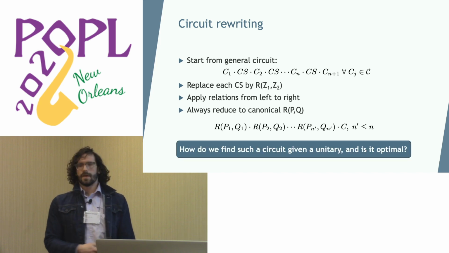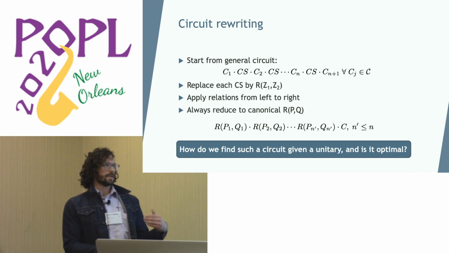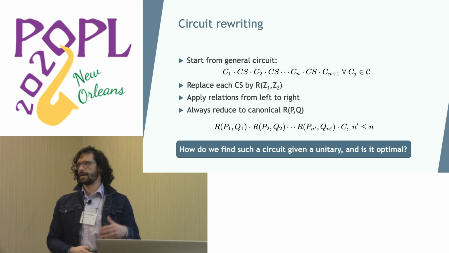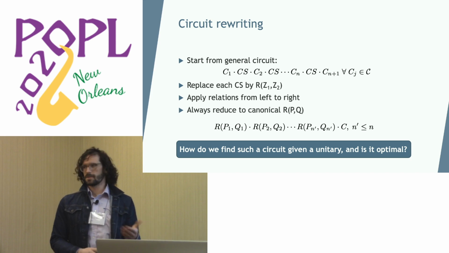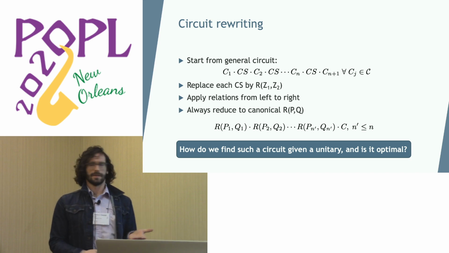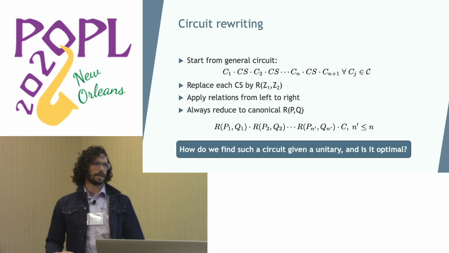This still begs the question. Here we are handed a circuit and trying to optimize it. But how do we find such a circuit given just a unitary, where we don't know the internal guts of it? And furthermore, is that circuit optimal?